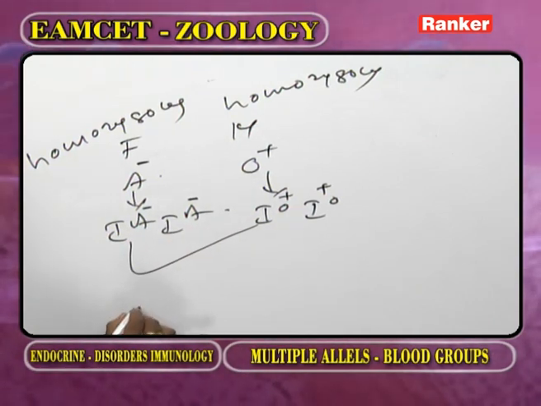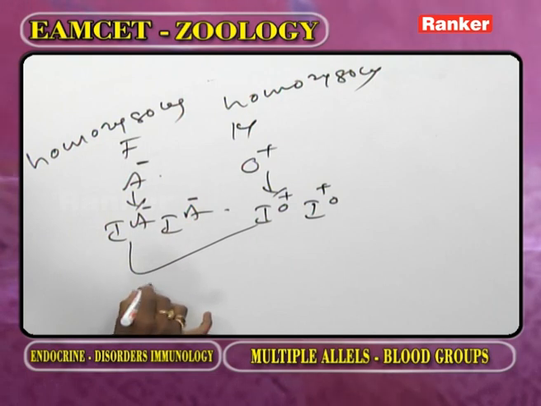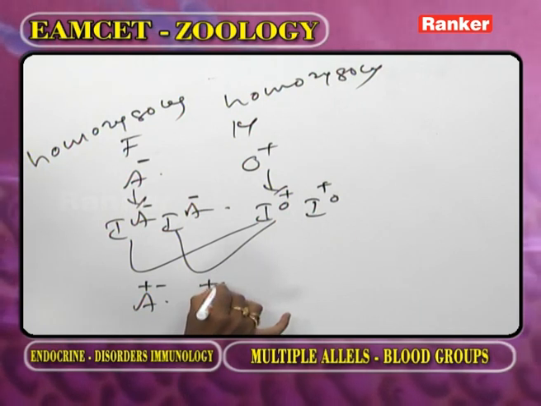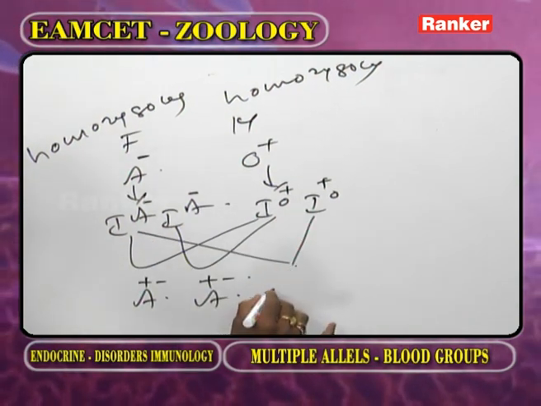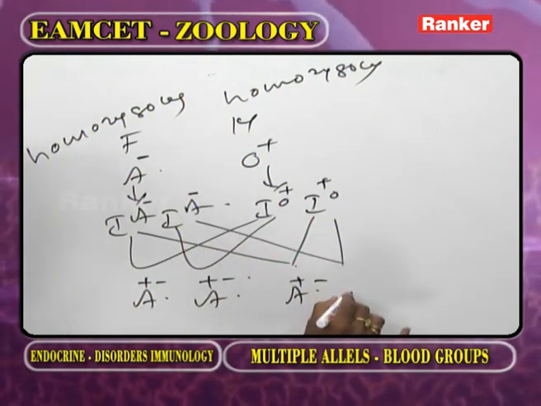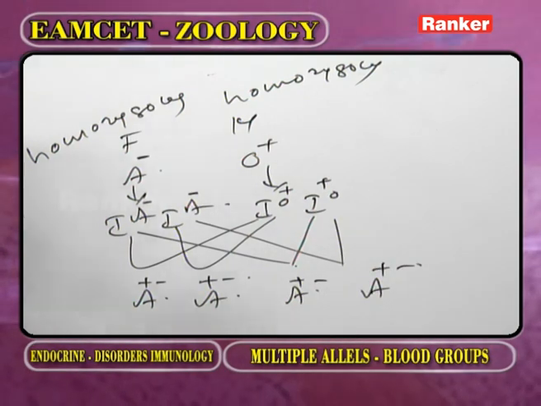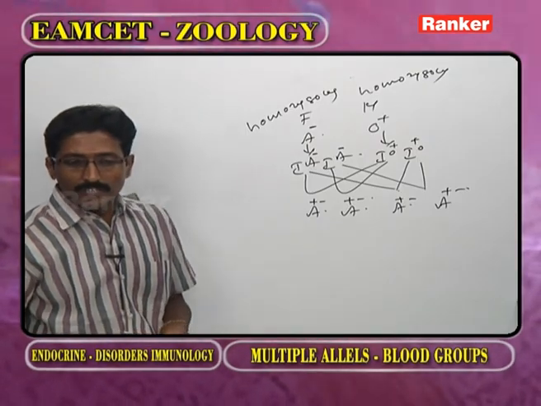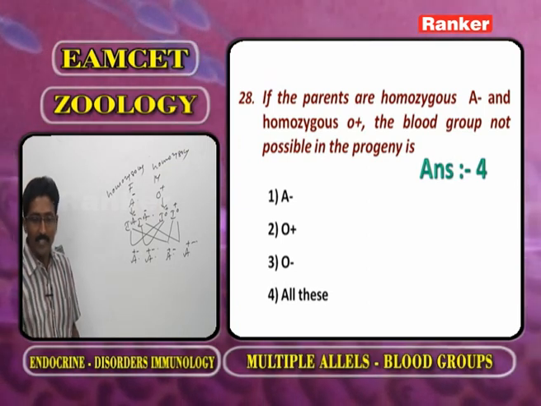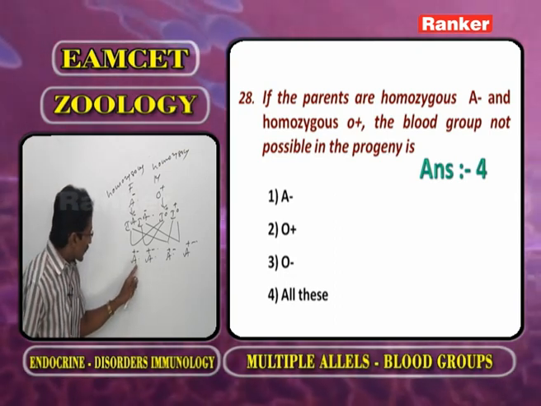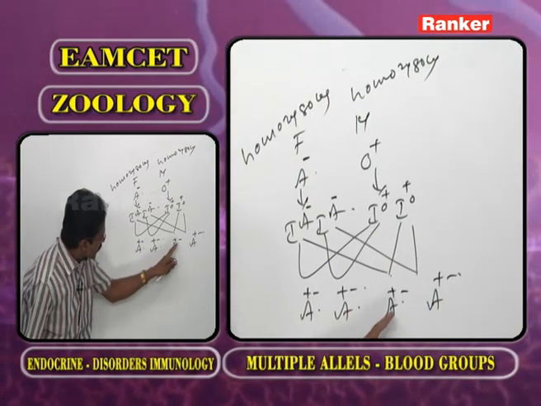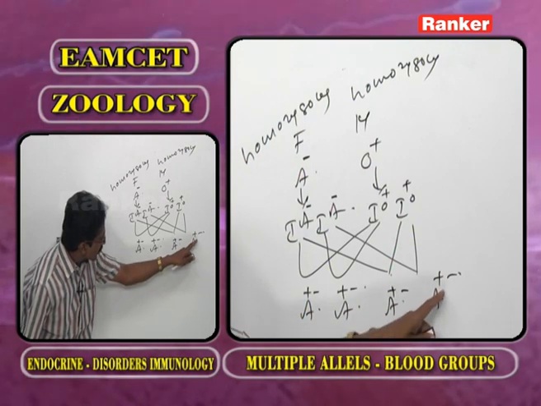IA, IO, we are getting A plus minus. Now here, what type of blood groups are not possible in their children? Here A positive, because Rh antigen present.